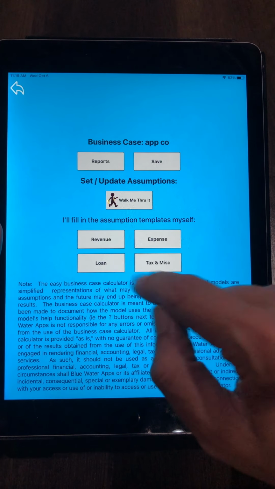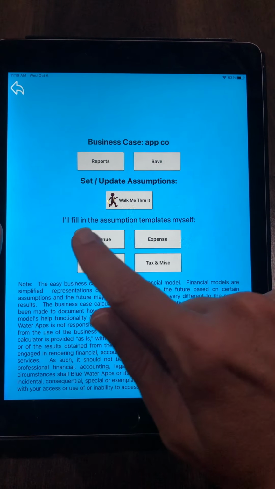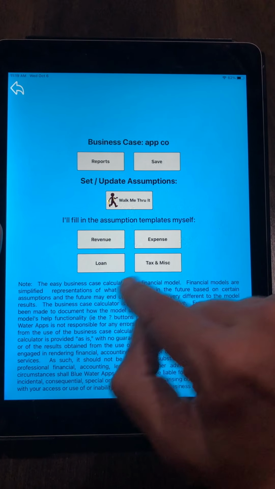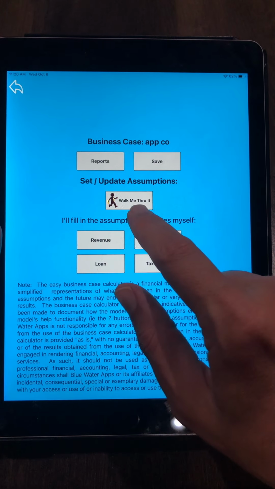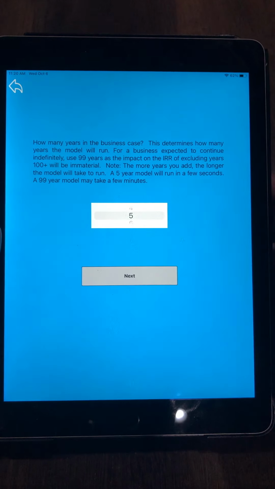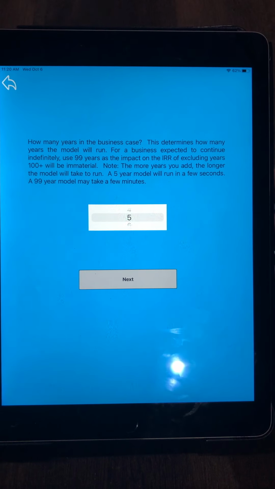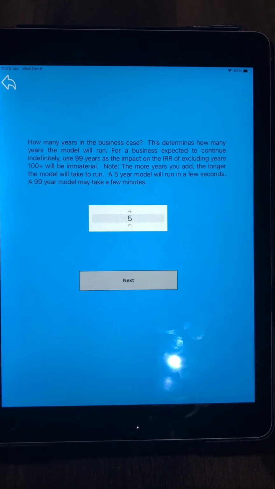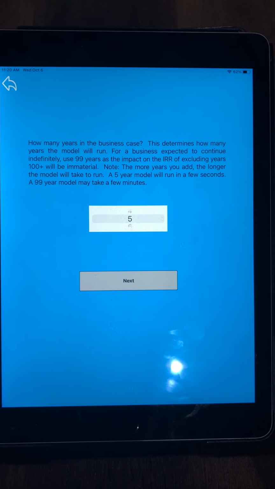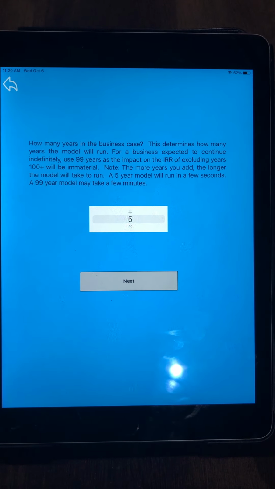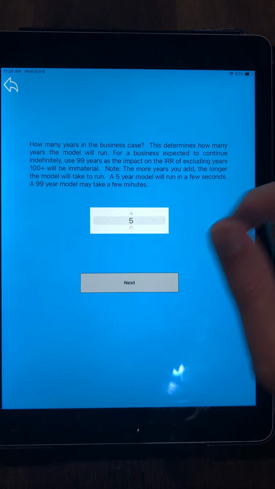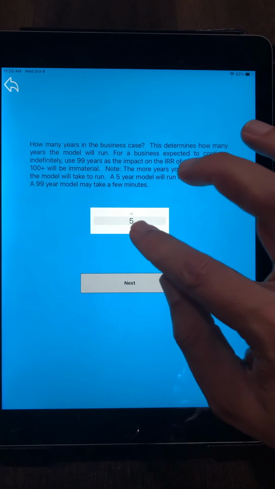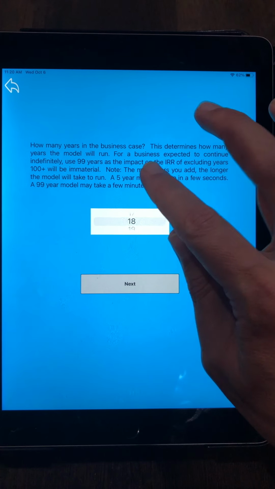Now we've got to set assumptions, tell it about our business. We can either fill these in through templates, or there's a nice little button that says walk me through it. So I'm just going to hit walk me through it. The first question we come up with is, how long is the business case for? Well, my company, I'm expecting it to be indefinite. But I can't do a model that goes on forever. So I'm going to pick 20 years.